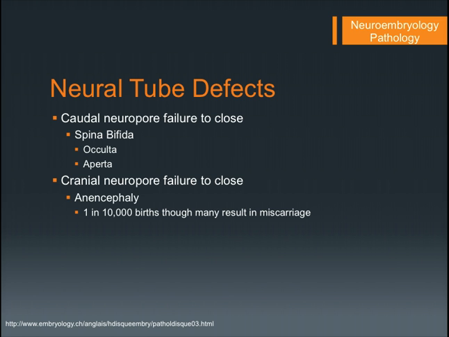The neuropore forms at both the cranial and the caudal end of the neural tube as it's developing, and they close within a day of each other. However, if the caudal neuropore fails to close, it can give rise to a condition known as spina bifida. There's two subsections of spina bifida, occulta and aperta. We'll go through those in a sec.